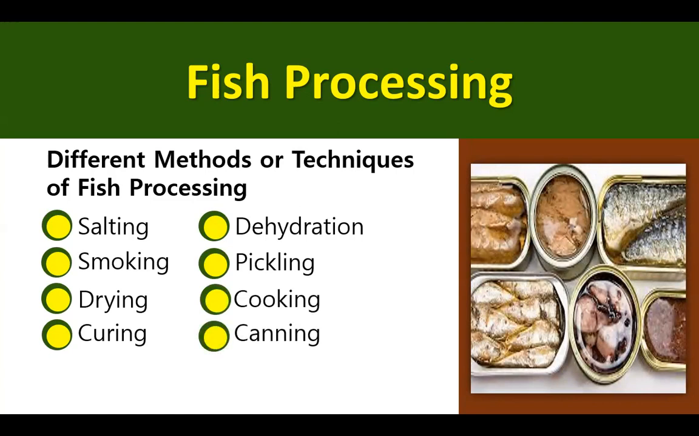Next method or technique of fish processing is what we call canning. Canning is the packing of fish in airtight containers such as tin cans and glass jars, which prevent air and microorganisms from entering. Through heat processing, microbes inside the can are destroyed, thus preventing spoilage under normal conditions and allowing the fish to be stored for longer periods. Sardines and salmons are the most commonly canned fish in the market.